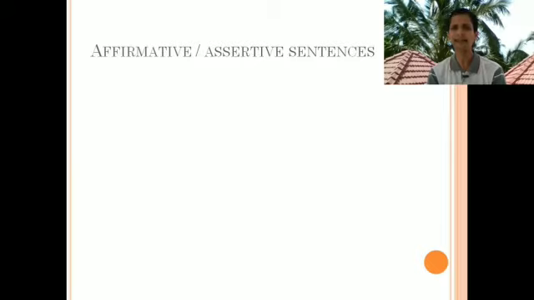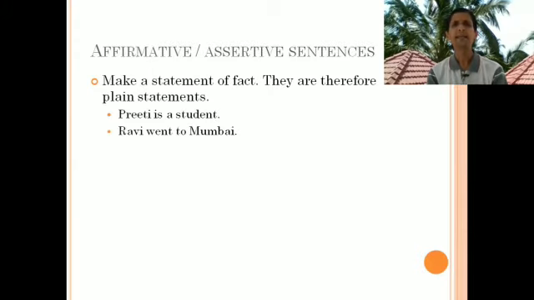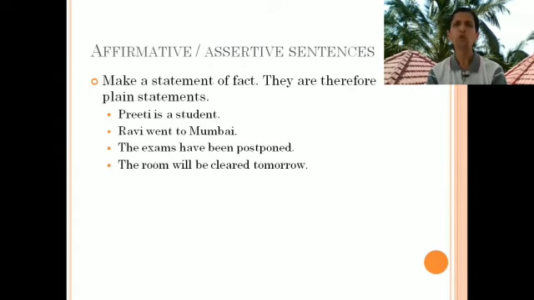Let us see the first kind of sentences, the affirmative or assertive sentences. Assertive or affirmative sentences make a statement, and it is just a statement of fact. They are just plain statements. For example, Preeti is a student. Ravi went to Mumbai. The exams have been postponed. The room will be cleared tomorrow.